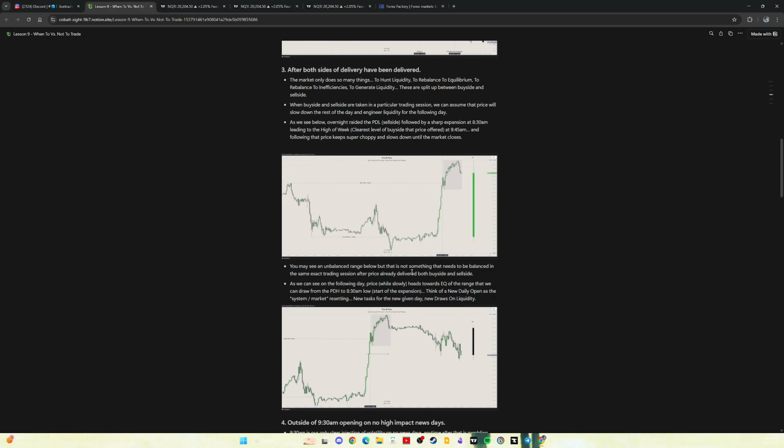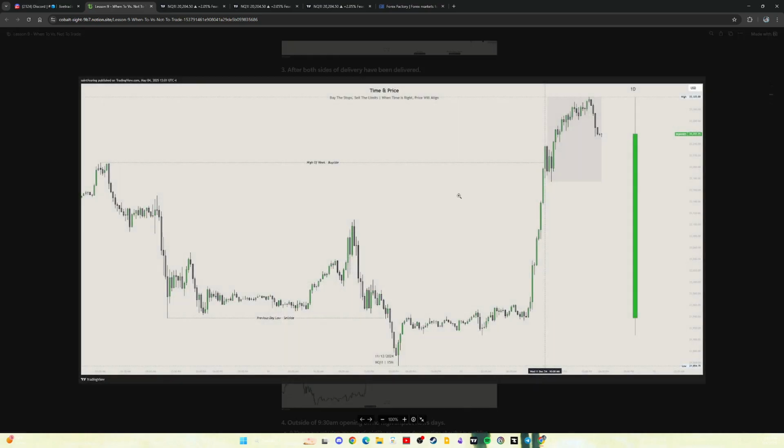Because it does not need to be balanced within the same trading session after both buy side and sell side have been delivered. We've got to keep in mind, when price is rebalancing to EQ, that's not something entirely different in itself. This entire move higher, that is all buy side delivery. When price is going higher, that is delivering buy side. When price goes lower, that is delivering sell side.